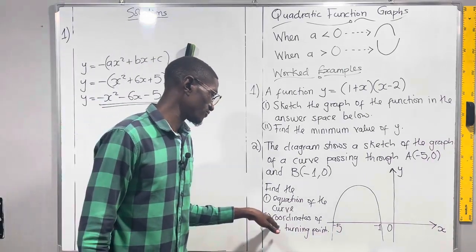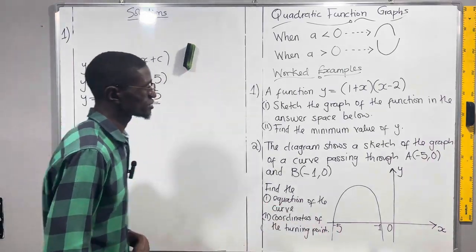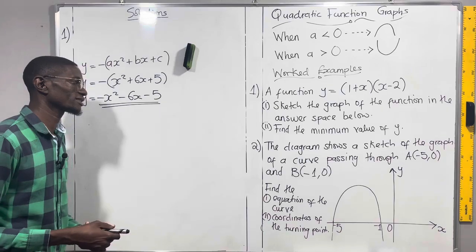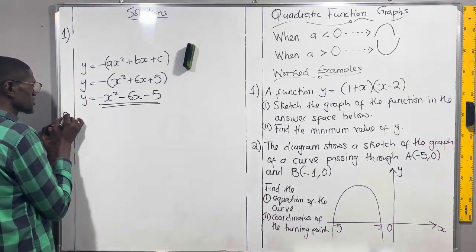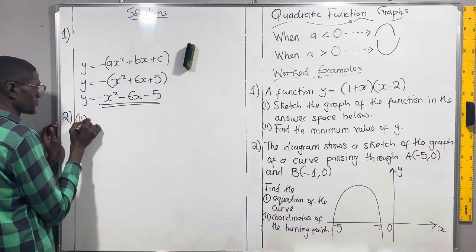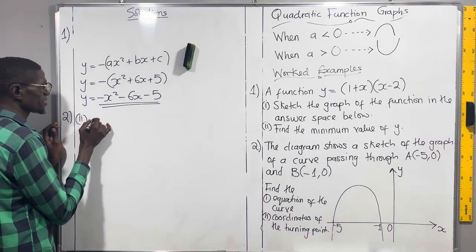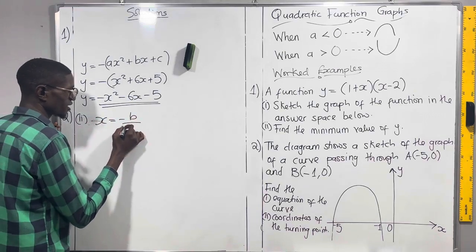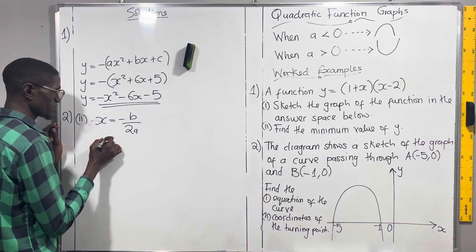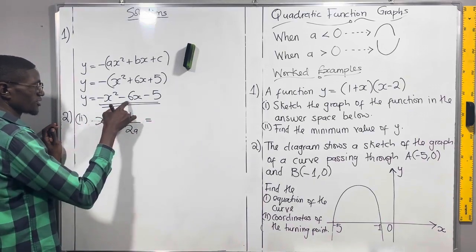The next question says, find the coordinates of the turning point. The solution is the same as when you're finding the minimum value of y. We're first going to find the x coordinate. How to find the x coordinate? We're going to say x is equal to negative b over 2a. What is our b? Our b is negative 6.